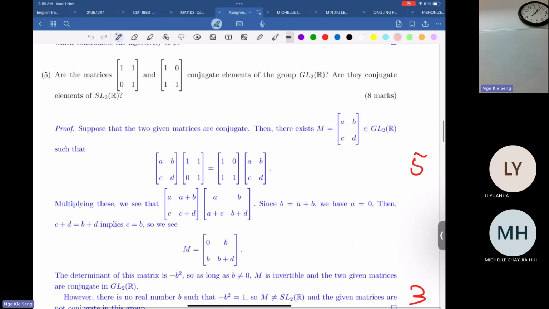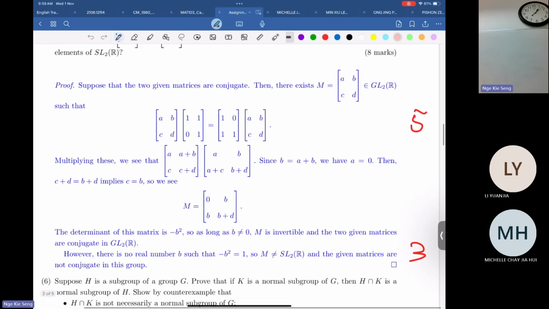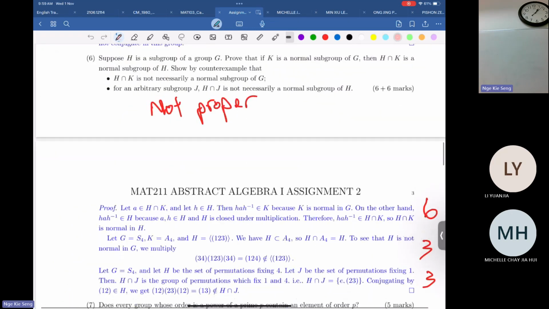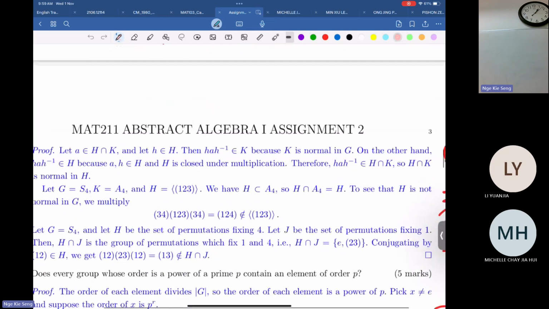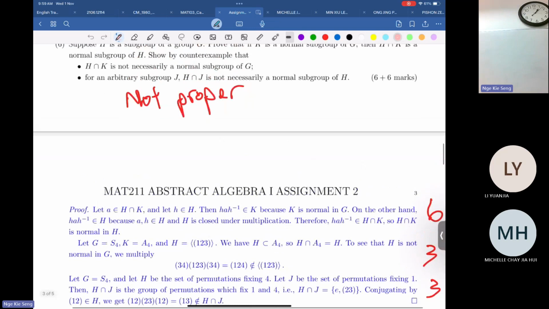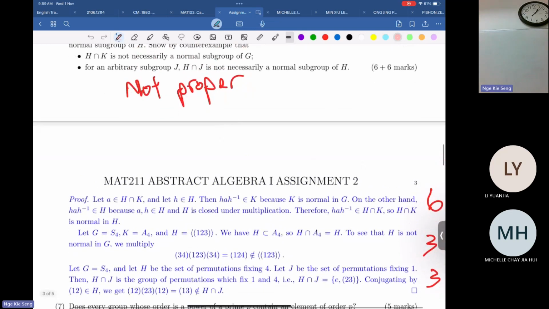And then question 5. Question 5 so far okay. Question 6 got some problem here. The problem is to construct the counterexample. I saw some of you didn't cite your friend, didn't reference your friend. I'll send out an email soon.